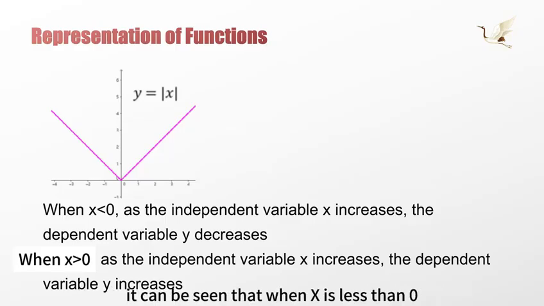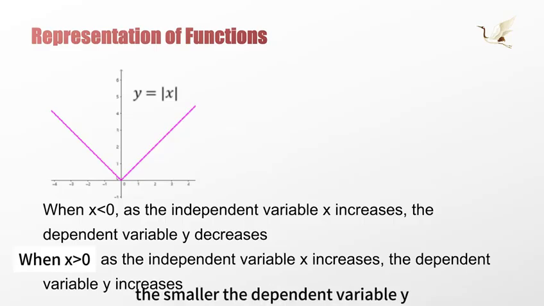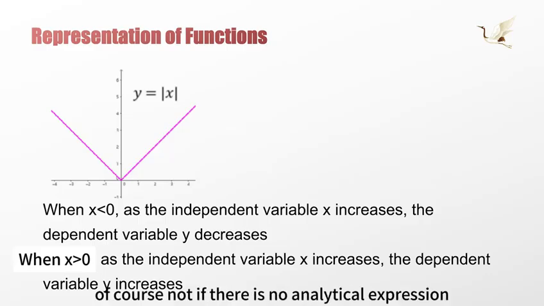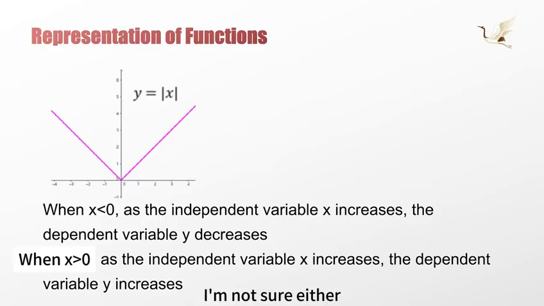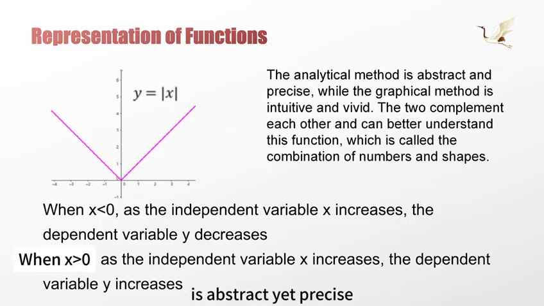It can be seen that when x is less than 0, the larger the independent variable x becomes, the smaller the dependent variable y. When x is greater than 0, as the independent variable x increases, the dependent variable y also increases. So, I want to ask this question: can you get these conclusions from the analytical formula alone without a graph? Of course not. If there is no analytical expression, do you know which function it is referring to just with this graph? I'm not sure either. So we can know that the analytic method is abstract yet precise.